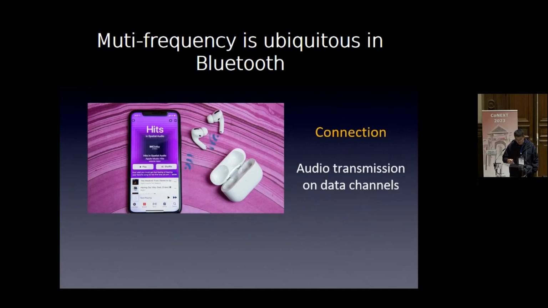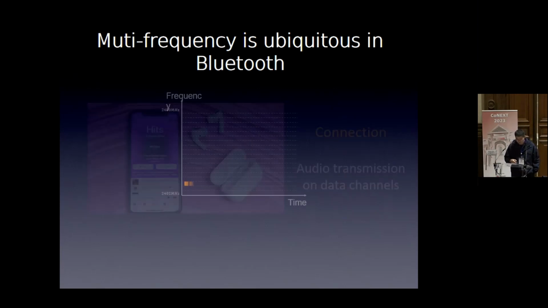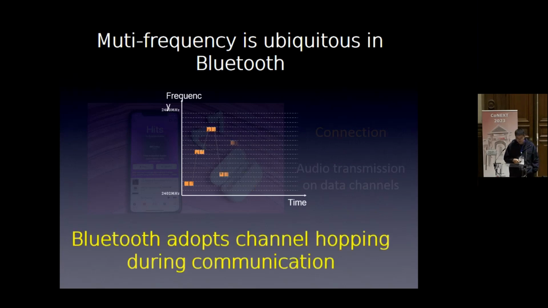After the connection is established, audio can be streamed to the AirPods, and the AirPods can also send commands to the iPhone. These data interactions now switch to the data channels. Let's see more details on this. As shown in the figure, the iPhone and the AirPods communicate, and they keep switching data channels during transmission. This hopping mechanism leads to the multi-frequency feature of Bluetooth.